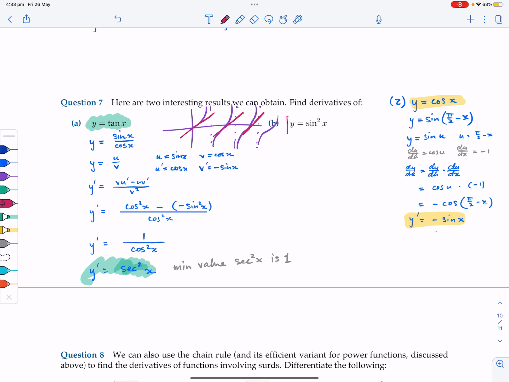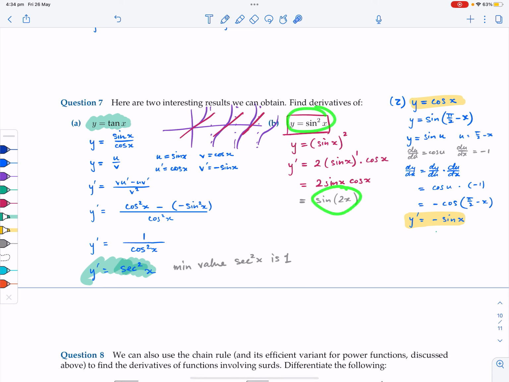I'll just do this. So y equals sine squared x. I'm just going to rewrite that as y equals sine x, all squared. That's a more convenient way to look at it for differentiation. So using the function to a power rule, the 2 comes down, keep the original to the power 1, and then multiply by the derivative of the inside. So that is just 2 sine x cos x. Now one of our extension identities is that 2 sine x cos x is the same thing as sine 2x. So the derivative of sine squared x is sine 2x.